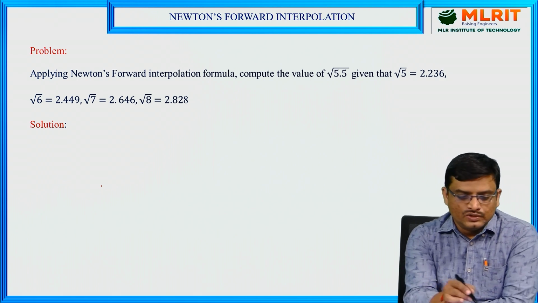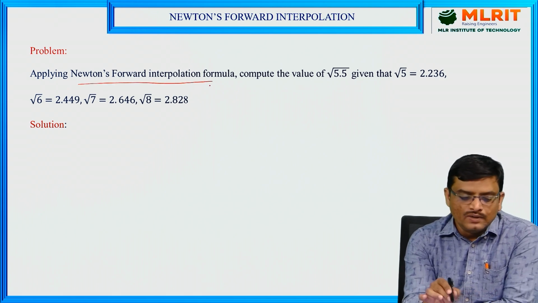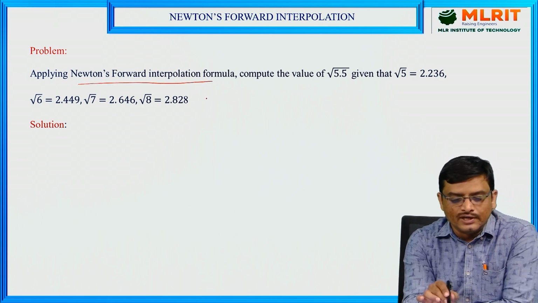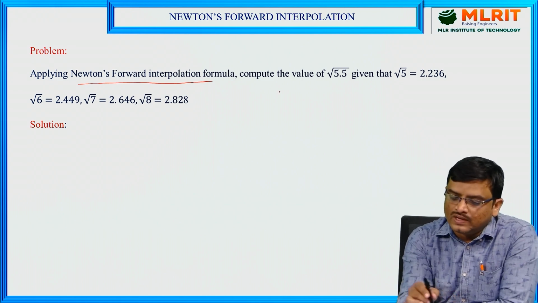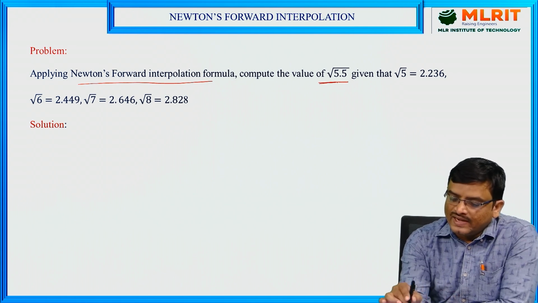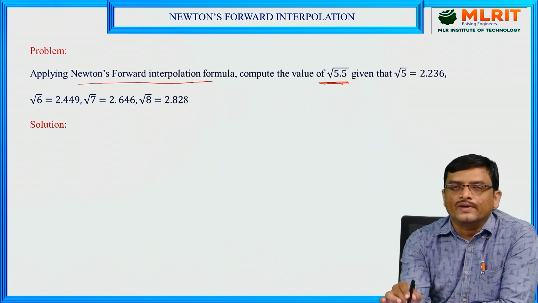Okay, so here apply Newton's forward interpolation formula. In the problem itself he has mentioned Newton's forward interpolation formula. Now by using this formula, our task is finding the value of root over 5.5.